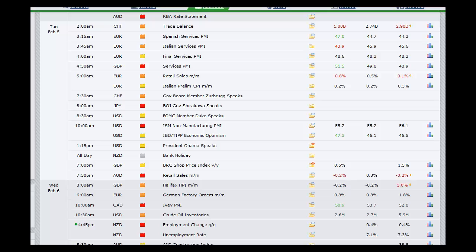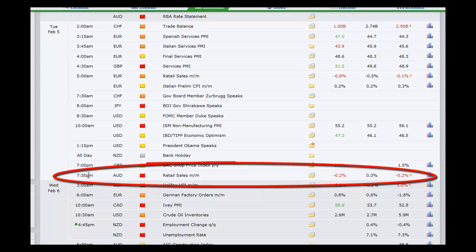Here's a recap of the Australian retail sales trade from February 5th at 7:30 p.m. Eastern Standard Time. Let's take a look at the release data. At 7:30 p.m. on February 5th, retail sales came in at a disappointing minus 0.5%, a miss from the forecasted number, and the previous was also revised down from 0.1 to a negative 0.2.